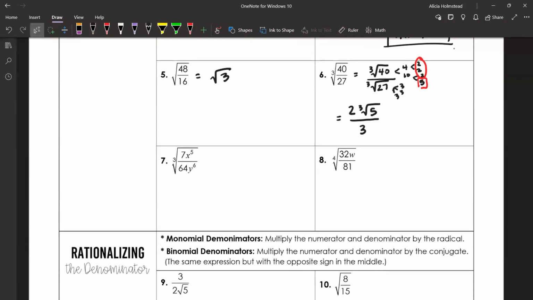Number 7 here. 7 and 64 have no common factors, and then x and y can't be combined. So we'll need to do that same thing here. Break this into two separate radicals. So it'll be the cube root of 7x to the 5th over the cube root of 64y to the 6th.